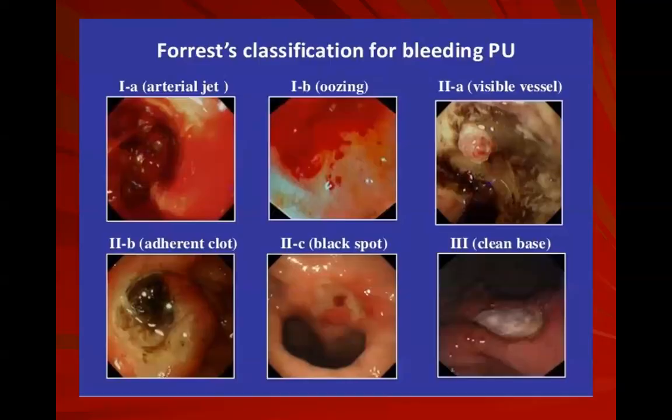Okay, and these are also images which would signify the base of the ulcers. So here you can see an arterial jet, which is the active bleeding, until 3, which is clean base.